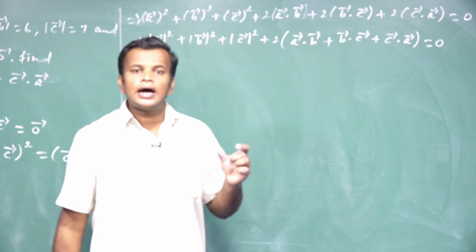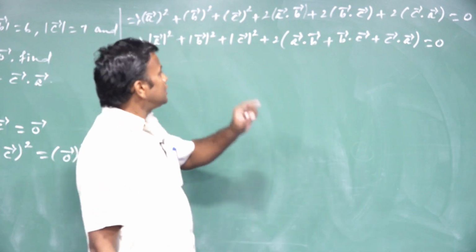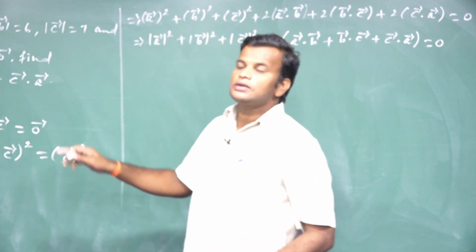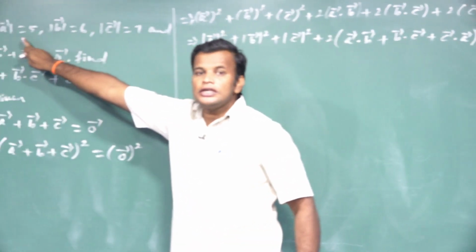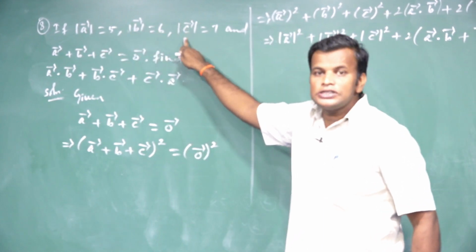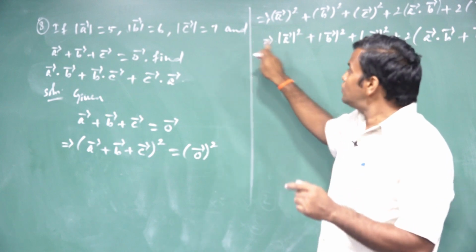Next we use the other data. What is the other data? Modulus A, modulus B, modulus C. What is the value of modulus A given? The value of modulus A is 5. Modulus B is 6 and modulus C is 7. So using these values in this table.